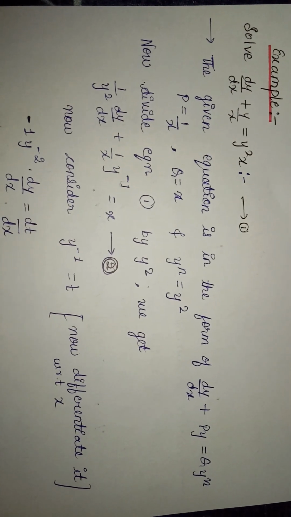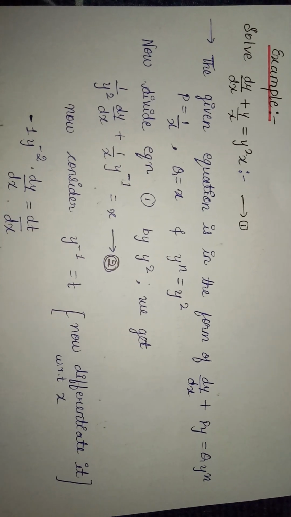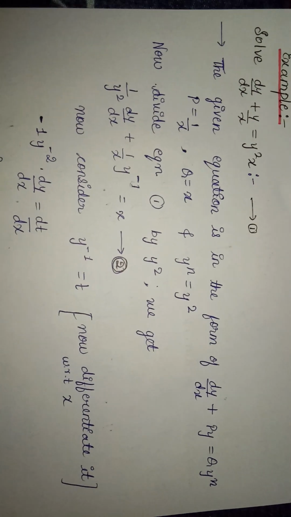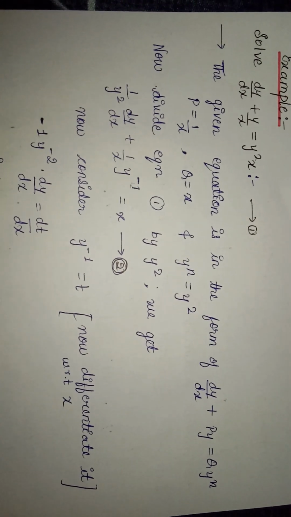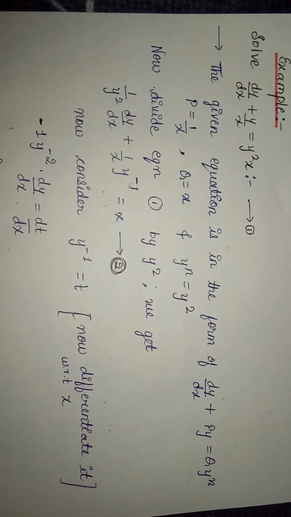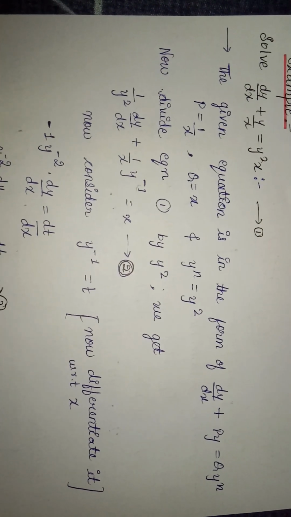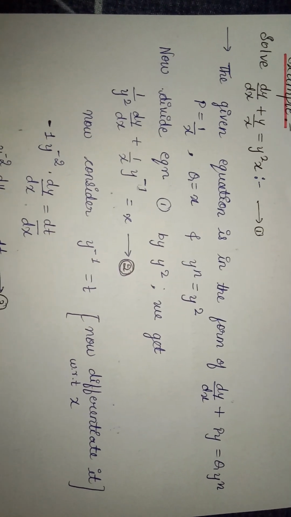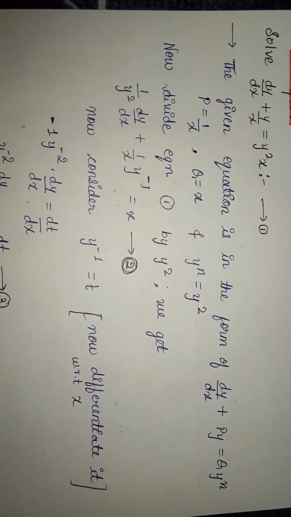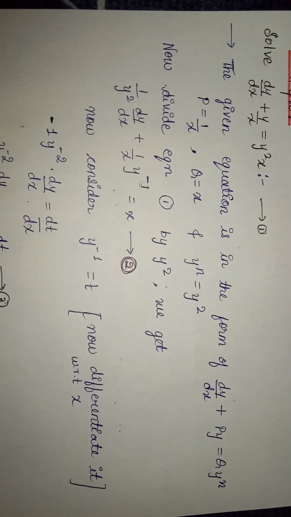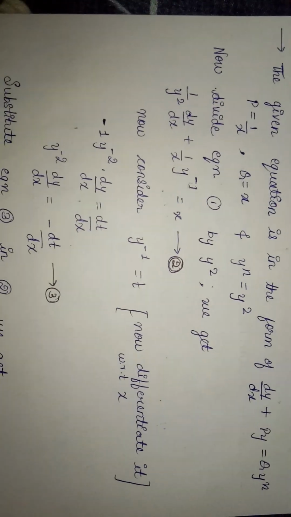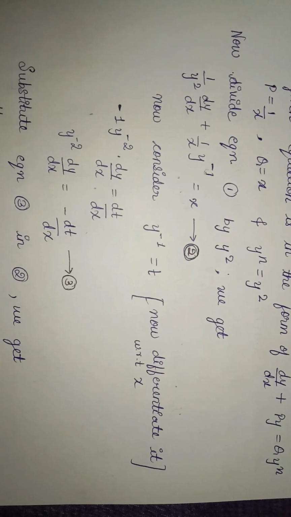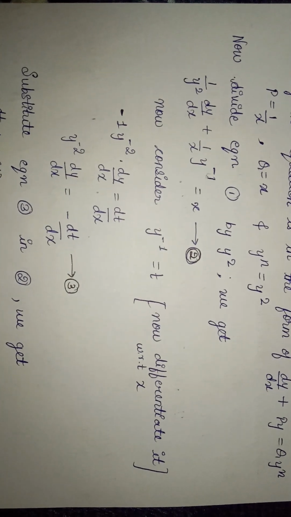So let us see an example. Solve dy by dx plus y by x equals y square x. It is in the form of the nonlinear equation, dy by dx plus py equals q into y to the power of n. Here y to the power of n is y square, p equals 1 by x, and q equals x. As per the mechanism we saw, we divide the whole equation by y square. We get 1 by y square dy by dx plus 1 by x y to the power of minus 1 equals x. We name it the second equation.